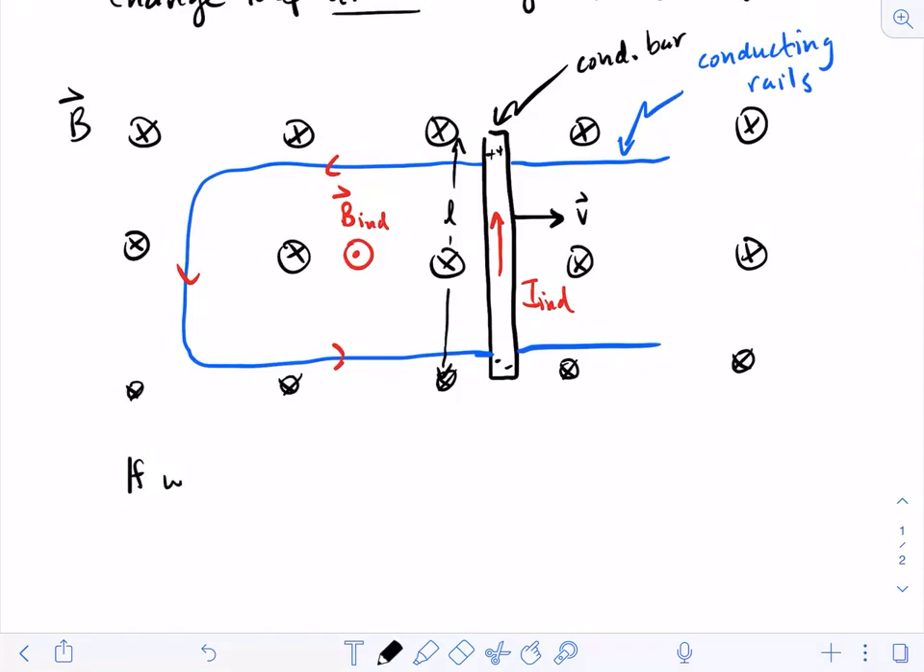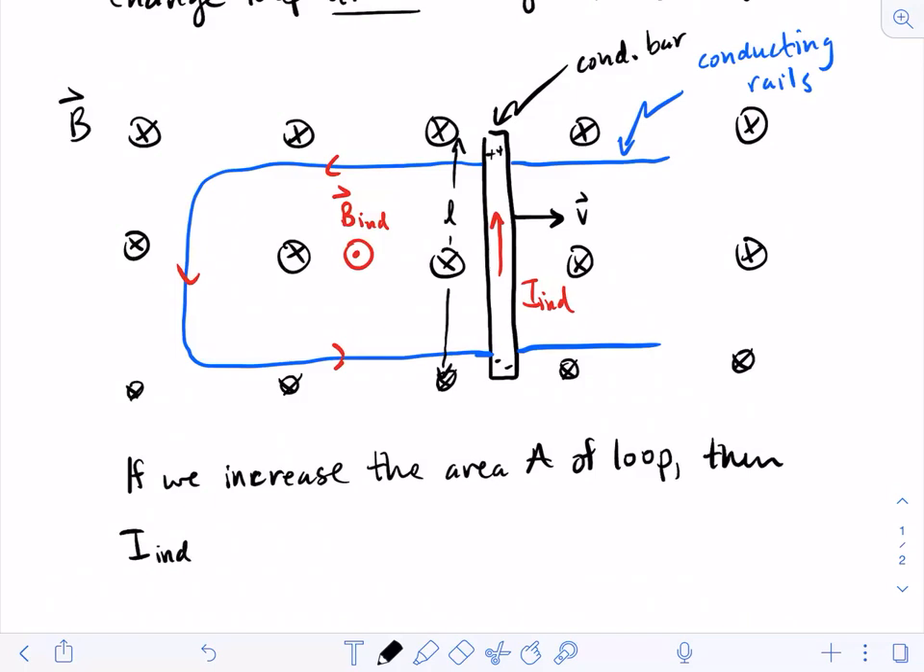So if we increase the area A of our loop, then the I induced flows such that the magnetic field that it creates, B induced, opposes the original field B that was into the screen.